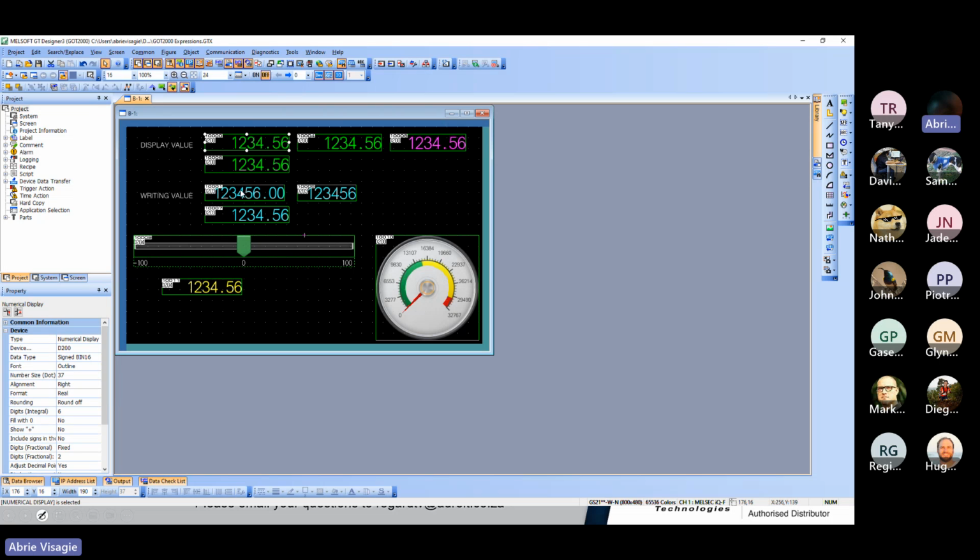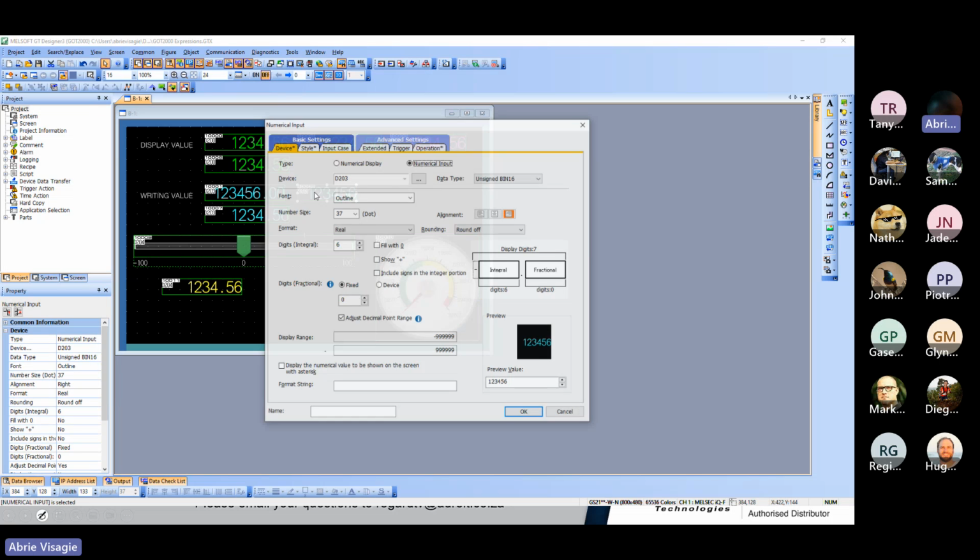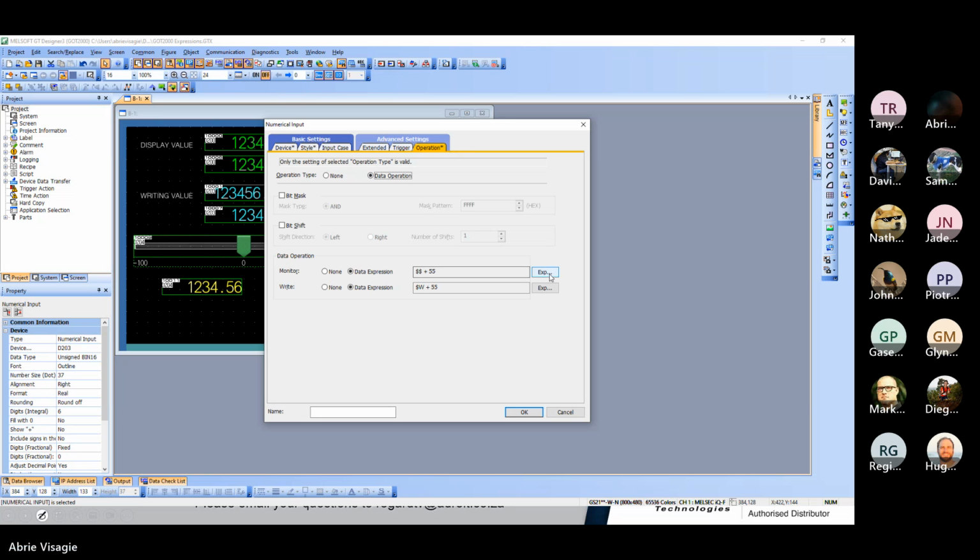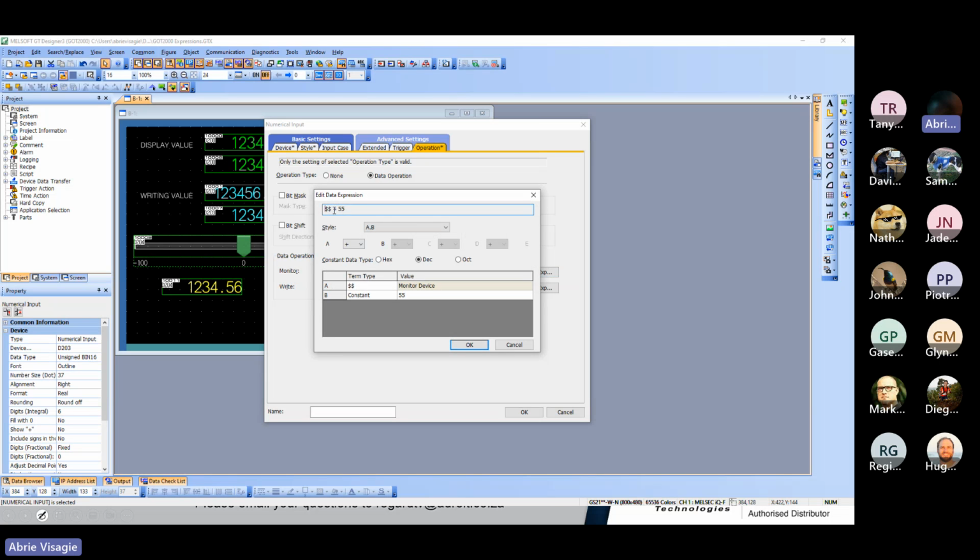When we consider writing values, here we can see things change a bit. We go to the advanced settings, say we do a data operation, and over here we can set monitor values and write values expressions. So when monitoring here, we can see that for just a single A and B, we are reading from A, which is our device here, and a constant of 55, which we're just adding to it.